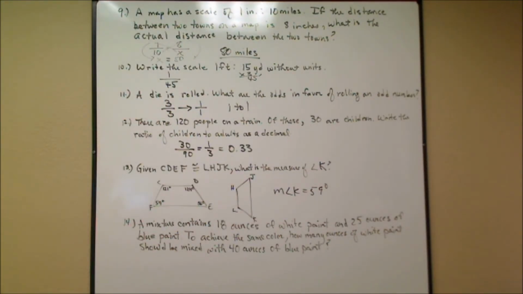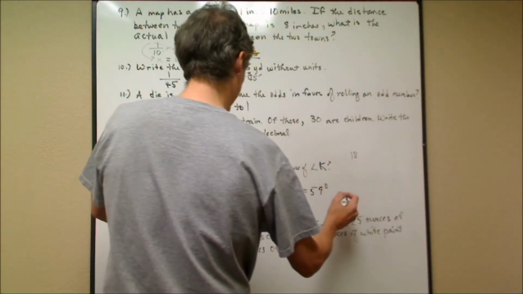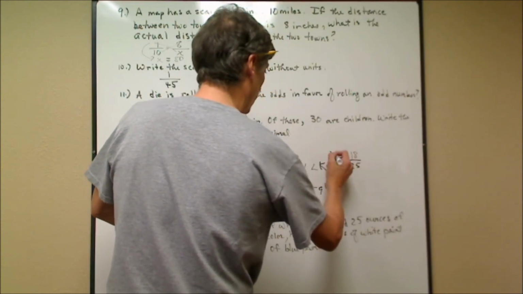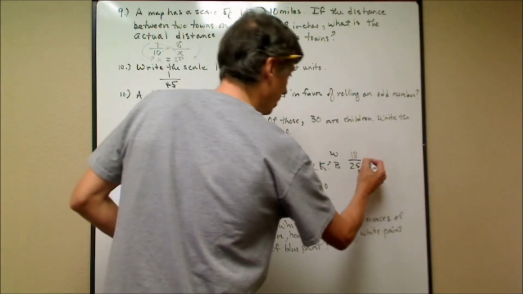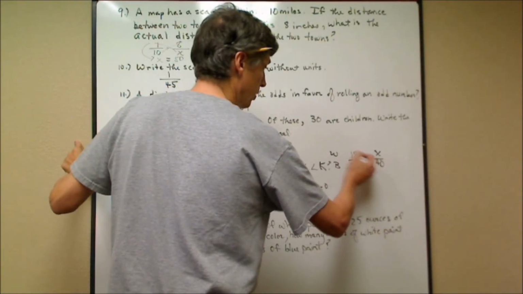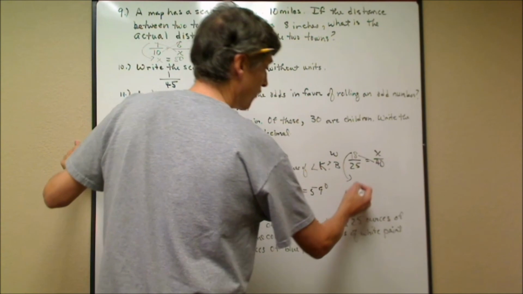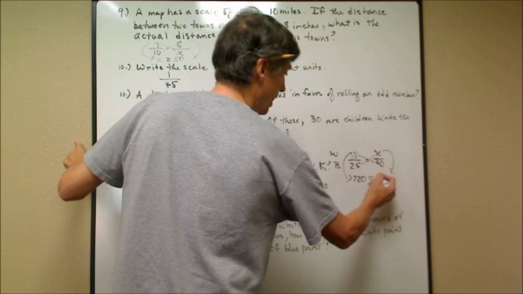And last but not least, a mixture contains 18 ounces of white paint, 25 ounces of blue paint. To achieve the same color, how many ounces of white should be mixed with 40 ounces of blue? Well, they should have the same correspondence of the mixture. I have 18 that are white and 25 that's blue. This is white on top, blue on the bottom. So I have 40 ounces of blue. That's going to be the bottom is 40. We want to know how much white. So this is another proportion. I'm going to cross multiply. Now 18 times 4 is 72, so 18 times 40 is 720. And here I get 25x.